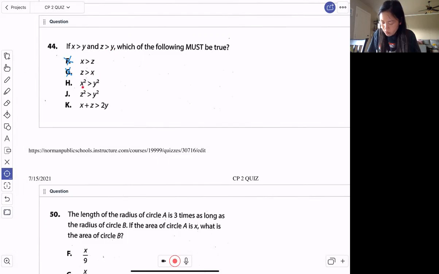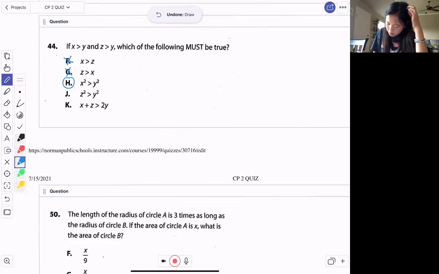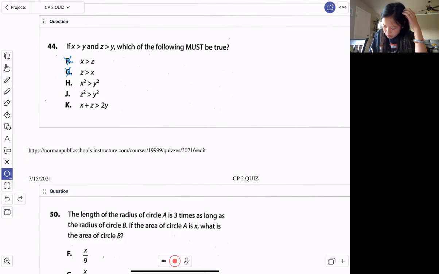If I were to square X, it would be bigger than Y squared. I don't think that could be true because it already says that X is, well, actually, I think that would have to be true. It would, no, wait, hang on. Let me think about it. So if your X was squared, would it be bigger than your Y squared?